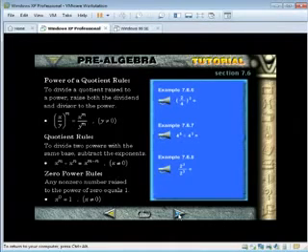Zero power rule. Any non-zero number raised to the power of 0 equals 1. x^0 equals 1, where x is not equal to 0.